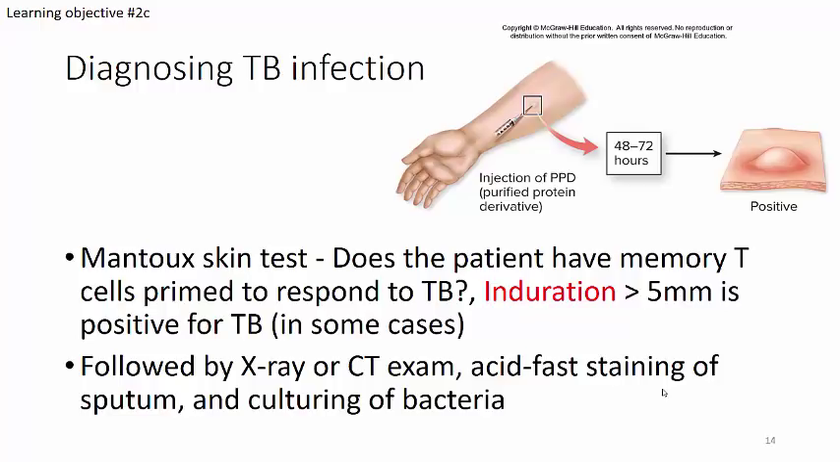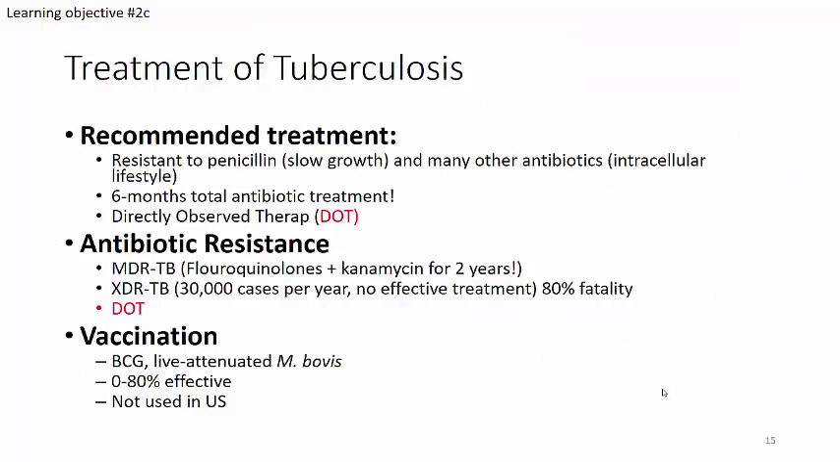If the induration is greater than 5 millimeters to 15 millimeters, depending on if they've been exposed and whether or not they have a healthy immune system, this would be considered a positive TB test. So this person has been exposed to TB or has TB. The reason that the induration happens is because the patient has memory T cells that are primed to respond. So when you inject the TB antigen, the memory cells respond very strongly and you get the raised welt. If you get a positive TB test, it would be followed up by an X-ray or a CT exam, and then also acid-fast staining of the sputum and culturing of bacteria to confirm.